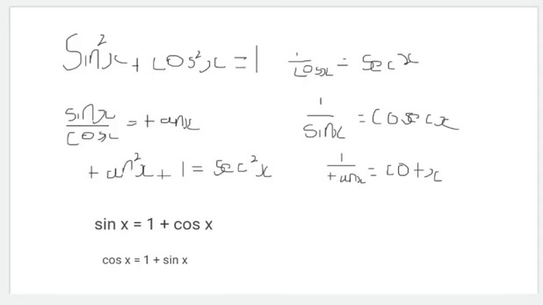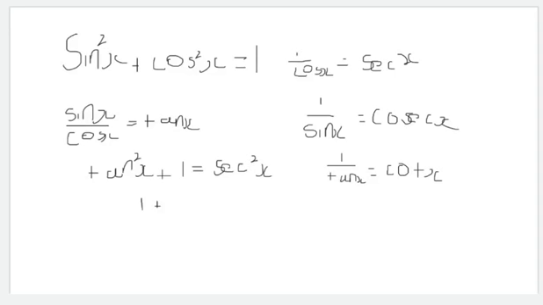So we've got 1 over tan x equals cot x. The sine x equals 1 plus cos x still should be gotten rid of, and the same with the cos x equals 1 plus sine x. But then there is another identity. You can get it from the sine squared x plus cos squared x equals 1. It can be derived from there. I can't remember it.